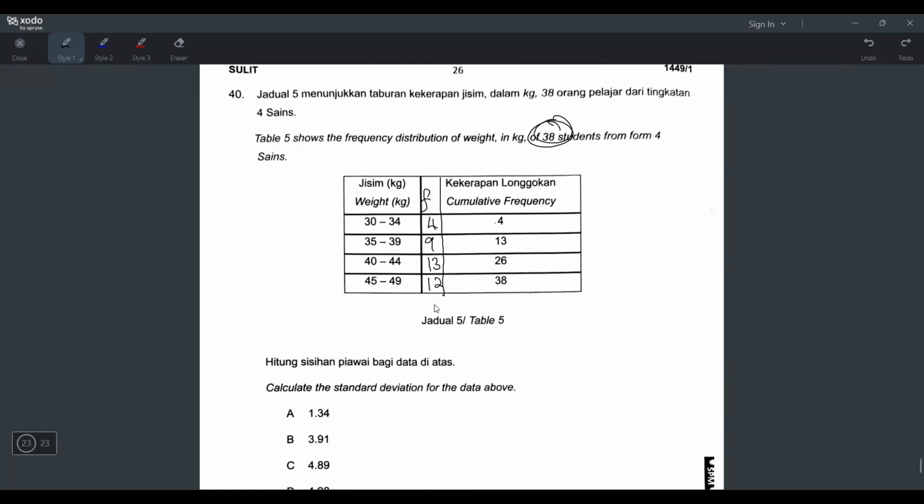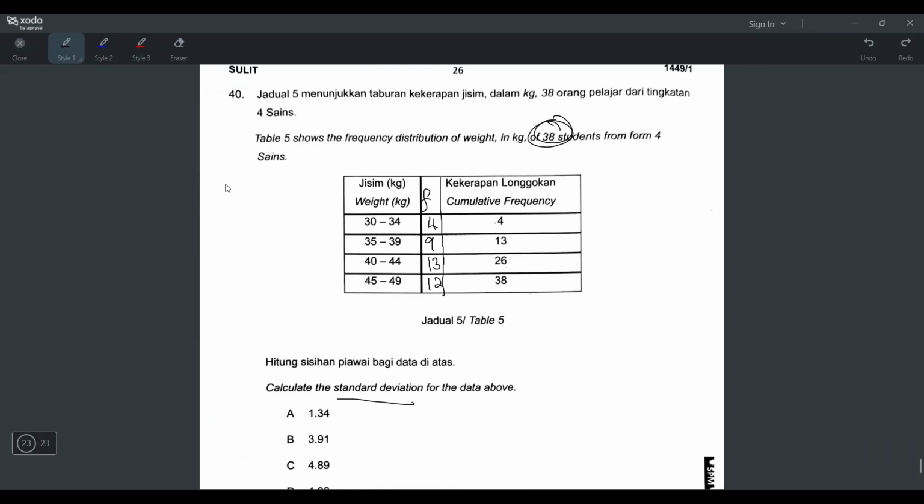Okay. So now you can see that the cumulative is 38. And now you can also try tambah semua ni. Make sure you really get 38. Right. So, 4 plus 9. Yeah, correct. So I really get 38, right? And let me tell you the reason why I find the frequency, because I saw the question already. They want to find standard deviation, right? And standard deviation memang kena cari frequency. Okay, that's why I did it.